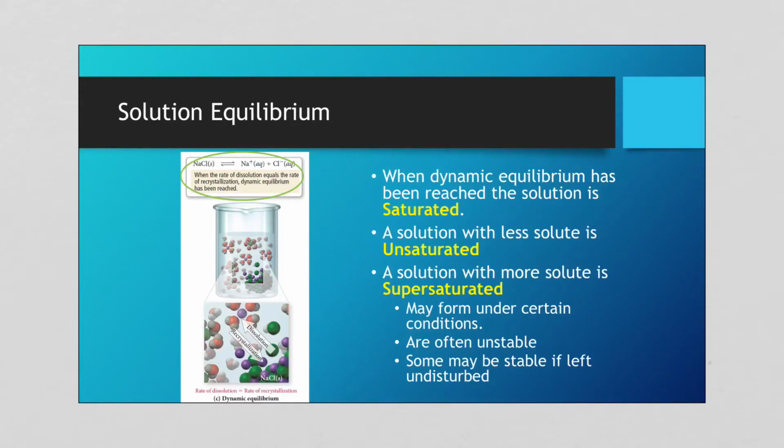So when we reach that dynamic equilibrium, we've dissolved as much as we can in that particular amount of solvent under those conditions. And we've created what we call a saturated solution, right? So if I add any more, in this case sodium chloride, it won't dissolve. It'll just sit there and not dissolve unless I change something else, right? I add more water, or I change the temperature, which we'll talk about in a minute.